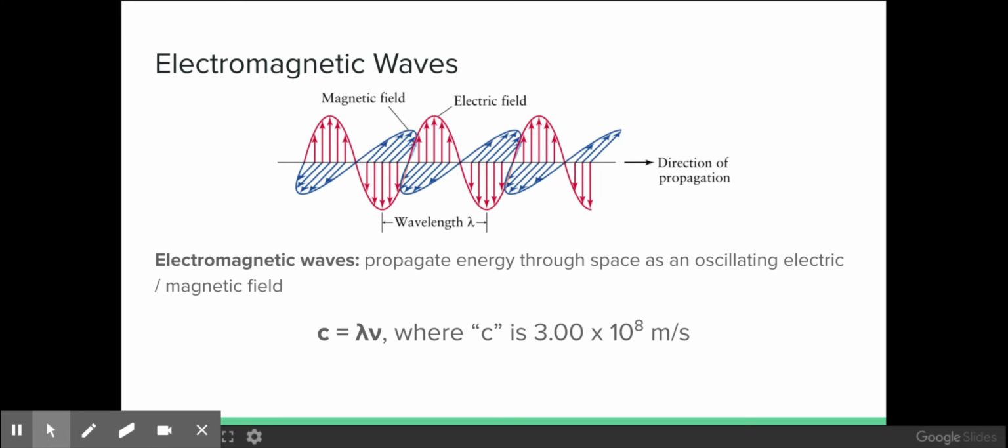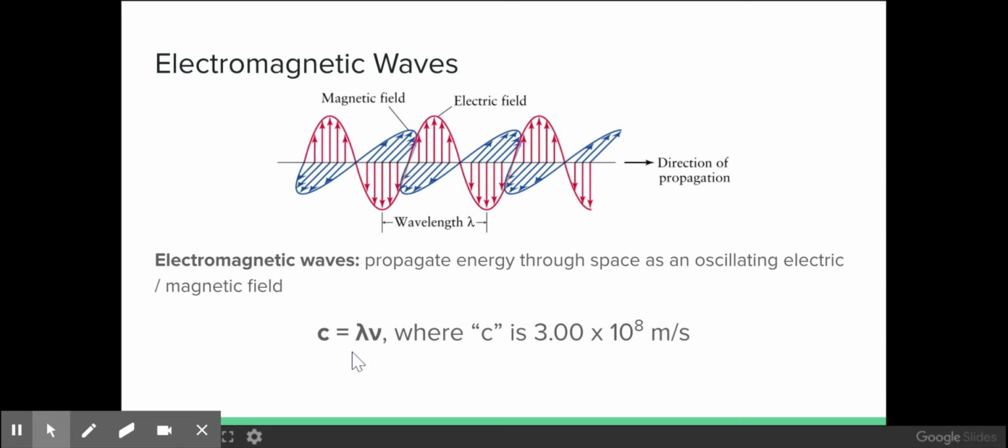Light is an electromagnetic wave, which means that it propagates energy through space as an oscillating electric and magnetic wave. So it has two components to it. It actually has an electric component and a magnetic component too. But it has a wavelength, it has a frequency, and the equation by which we describe the motion of light as a wave is the speed of light, c, which is a constant, is equal to wavelength times frequency.